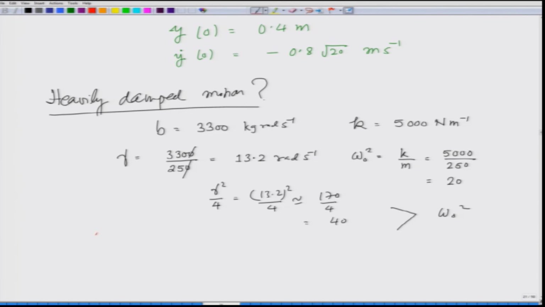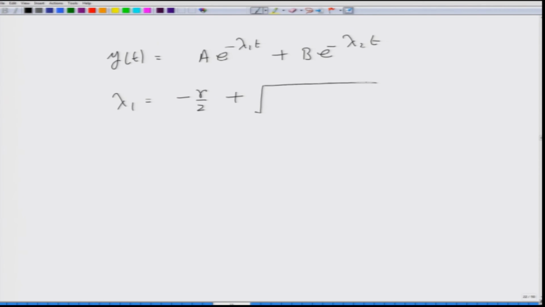So, the system is indeed heavily damped, and therefore, the motion is going to be given by y(t) equals a e raised to minus lambda 1 t plus b e raised to minus lambda 2 t, where lambda 1 is minus gamma by 2 plus square root of gamma square by 4 minus omega 0 square, and lambda 2 is equal to minus gamma by 2 minus square root of gamma square by 4 minus omega 0 square.